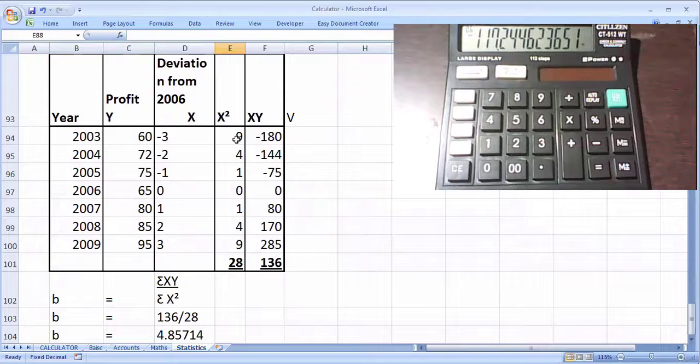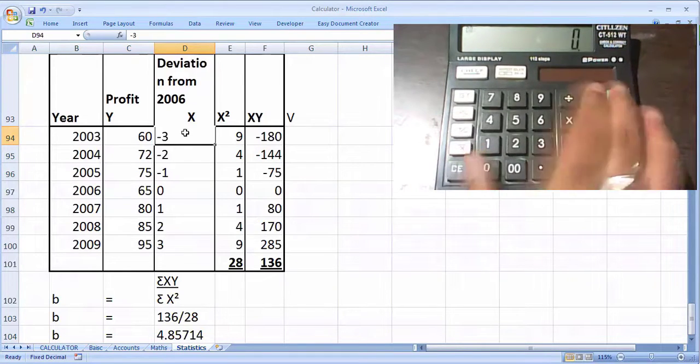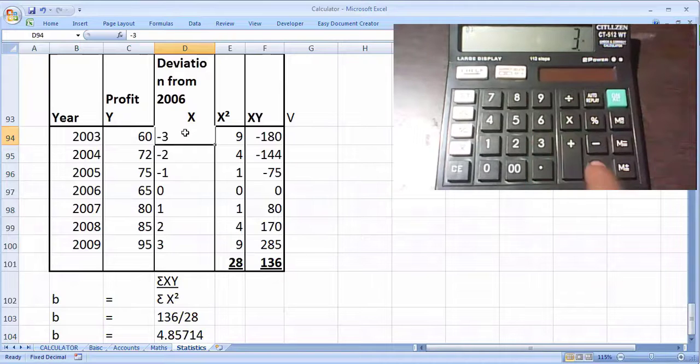So first we will find out the denominator value, x square. Come with me. X square means where we will get 3. What is this, minus 3? It is the deviation from 2006, which we have taken as the base. For example, minus 3, whole square, 3 into 3 equals, M plus. Plus 2 into 2 equals, M plus, that is the square.